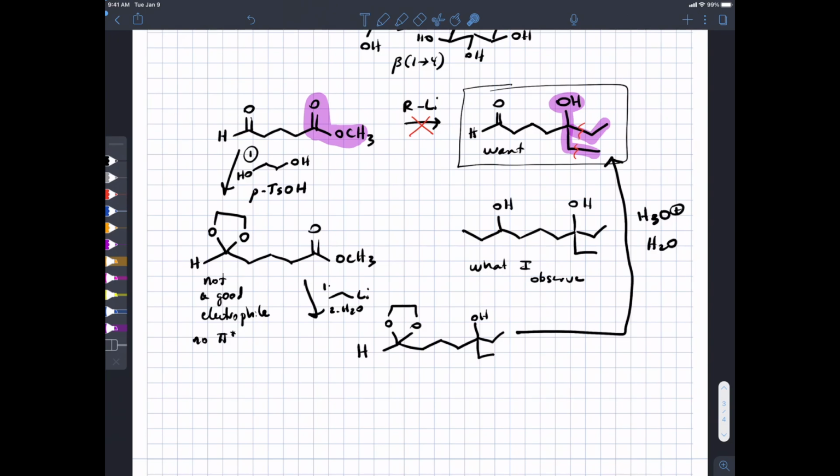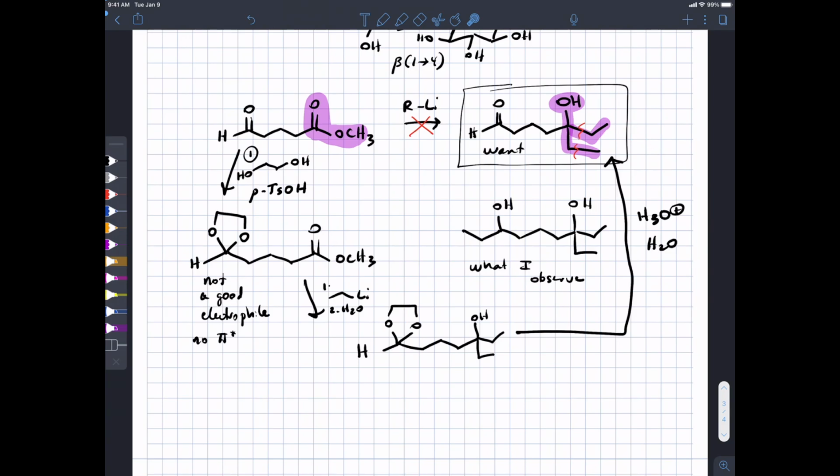Yes? So you use PTSOH and hydronium separately. Could you use the same acid for both protection and deprotection? Yes, except I'm not sure toluene sulfonic acid is soluble in water. I don't actually know. I suppose you could use acetic acid here and again here. The key is you're removing water versus adding water.